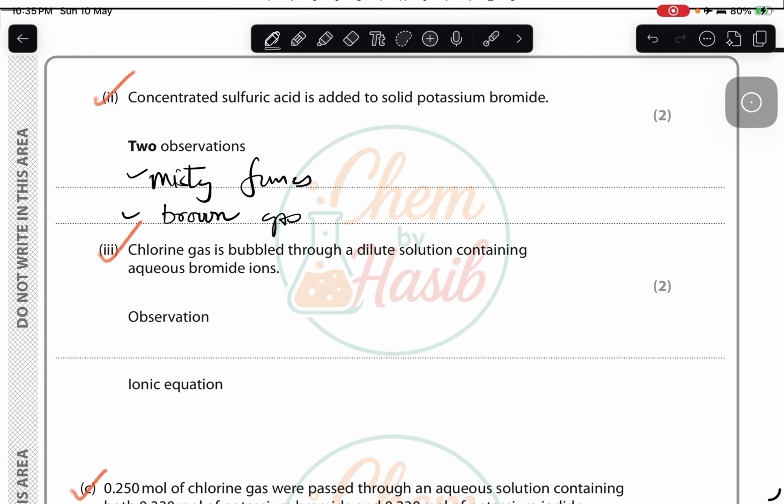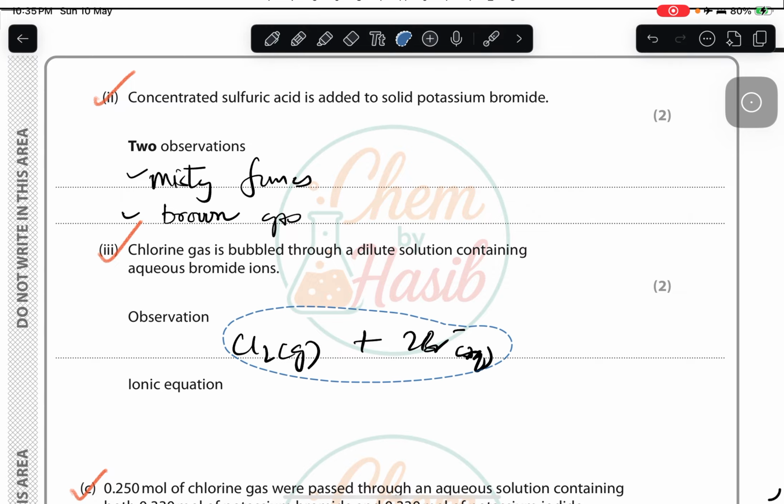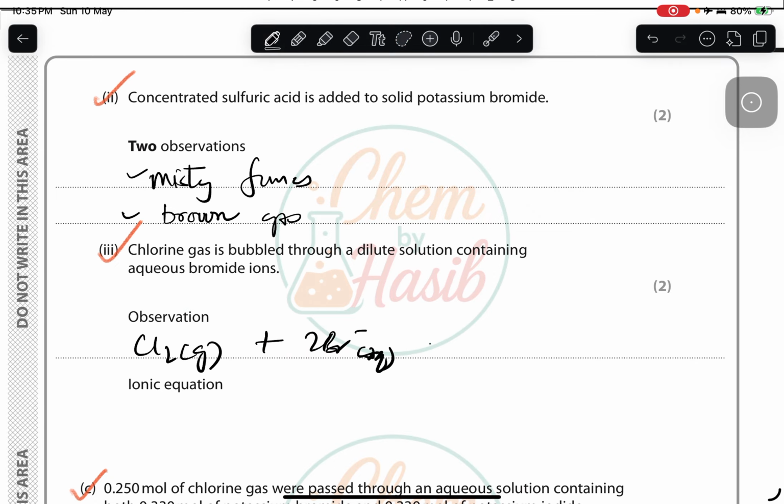Chlorine gas is bubbled through a dilute solution containing aqueous bromide ions. So if you react chlorine gas with aqueous bromide ions, this reaction would produce 2 moles of chloride ions and 1 mole of aqueous bromine. Oh, sorry. That's the equation. Sorry, I'm supposed to write the observation.